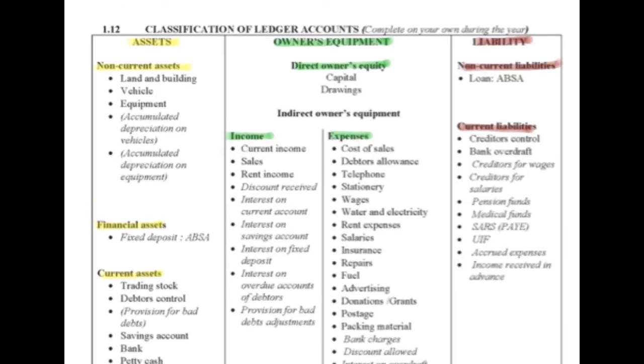Then lastly is your liabilities. Again, you get 2 types. Remember, you get your non-current and your current. Non-current loan, you can add there for yourself. It can also be called a mortgage loan. Then your current liabilities, creditors control and bank overdraft, you should know by now. And then we will also learn about creditors for wages, creditors for salaries, pension fund, medical fund, SARS, pay as you earn, UIF, accrued expenses and income received in advance.